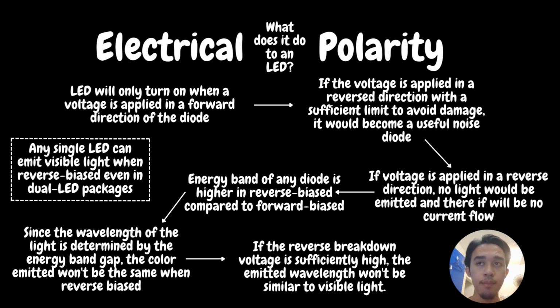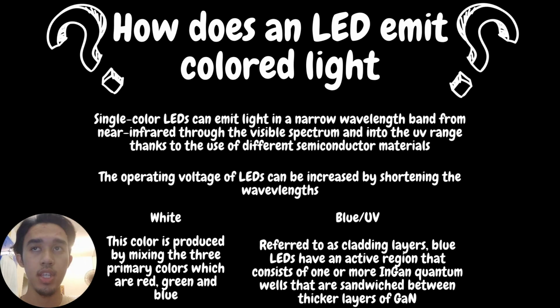when reverse biased. If the reverse breakdown voltage is sufficiently high, the emitted wavelength won't be similar to visible light. Any single LED can emit visible light when reverse biased, even in dual LED packages. Lastly, I will be talking on how does an LED emit colored light.